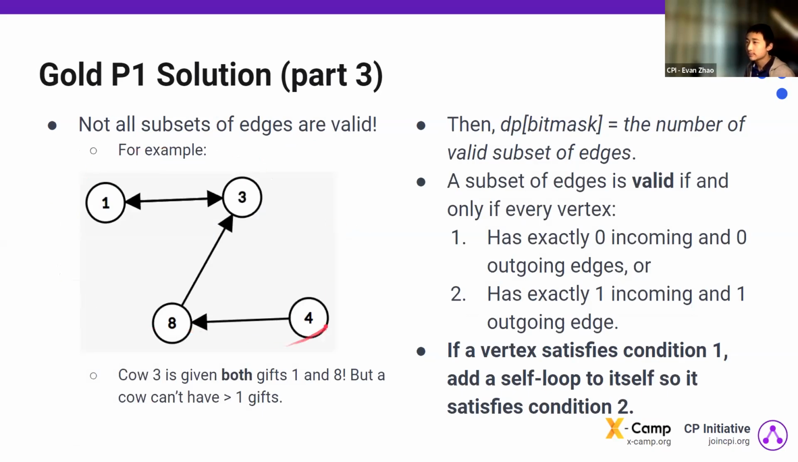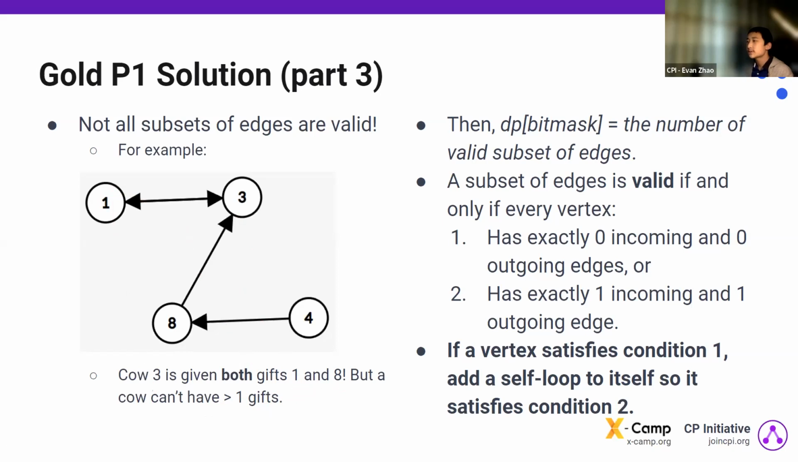And this is an invalid example. So why is it invalid? Because, first of all, cow 4 gives a gift to cow 8, cow 8 gives a gift to cow 3, cow 3 gives a gift to cow 1, and cow 1 gives a gift to cow 3. It's invalid because cow 3 is given both gifts 1 and 8. Cow 8 gives a gift to cow 3, and there's a directed edge between 1 and 3. So cow 3 is given 2 gifts, but it only gives away 1 gift. In the end, it has 2 gifts, but a cow cannot have more than 1 gift. So that's why it's invalid.